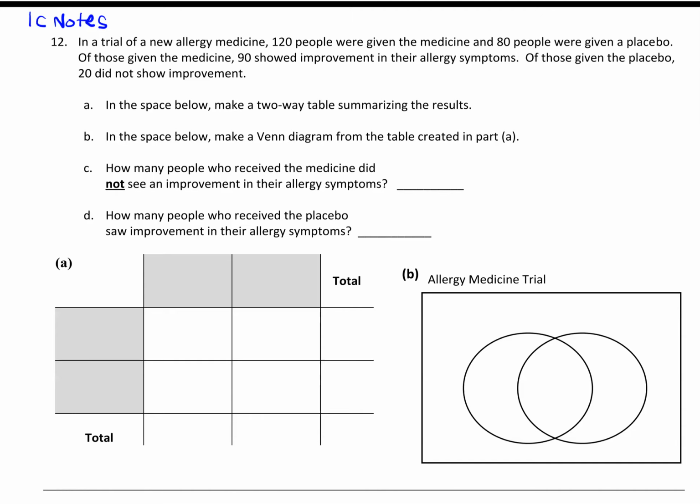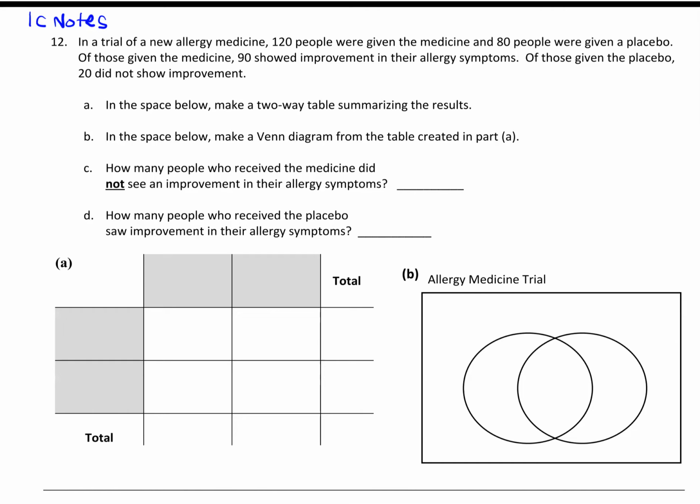We're told in a trial of a new allergy medication, 120 people were given the medication and 80 people were given a placebo. So a placebo is like a sugar pill. It's used in a study to make people think they're getting the medication, but they really aren't. So you might have heard about the placebo effect. We're going to talk more about it in statistics, but you don't have to know what a placebo is to get this problem right. You just know there's two things happening. They're either given the medicine or they're given the placebo. Those are the two cases, right?